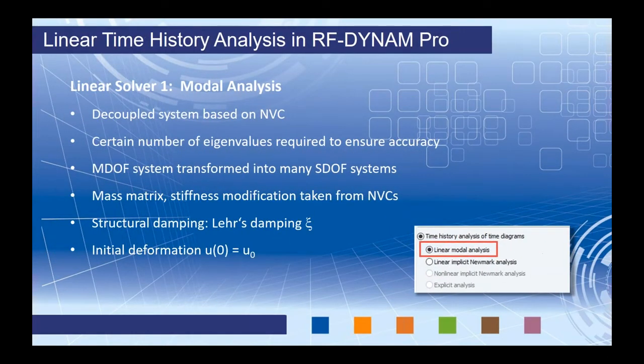So to give you a little bit more detail on the solvers, we'll begin with the first linear solver, which is the modal analysis. This is a decoupled system based on the natural vibration case. Therefore, a certain number of eigenvalues are required to ensure accuracy. So if you set the eigenvalues in the natural vibration case to something that's far too low, then your results are not going to be accurate when it comes to the time history analysis utilizing the modal analysis solver. This is a multi-degree-of-freedom system transformed into many single-degree-of-freedom systems.